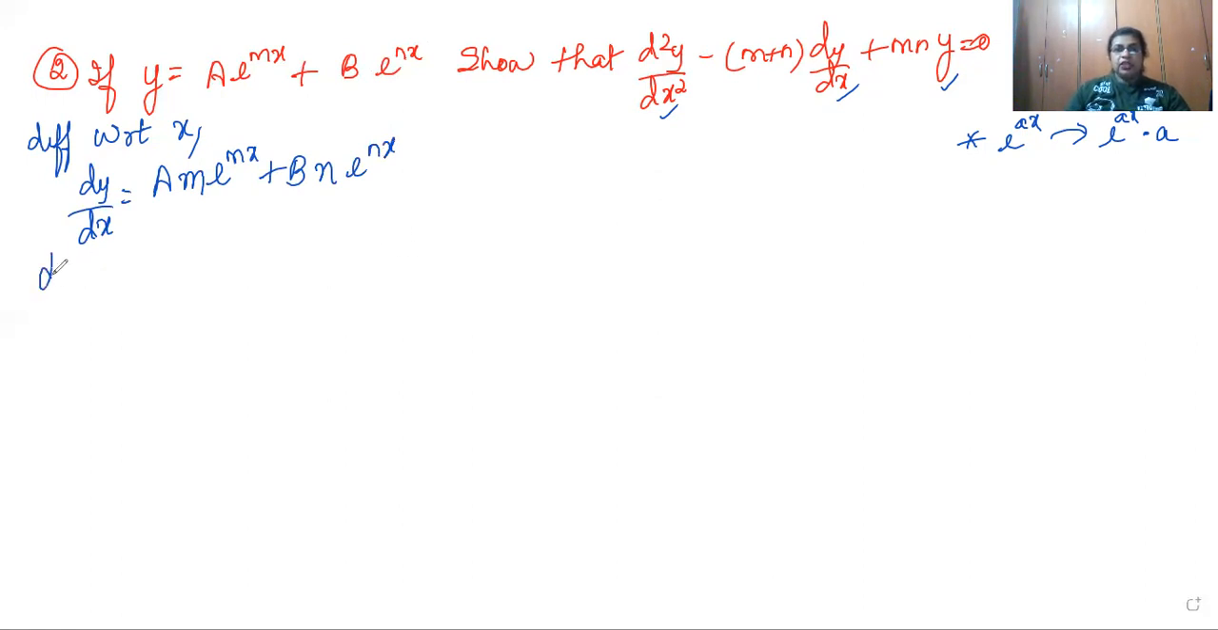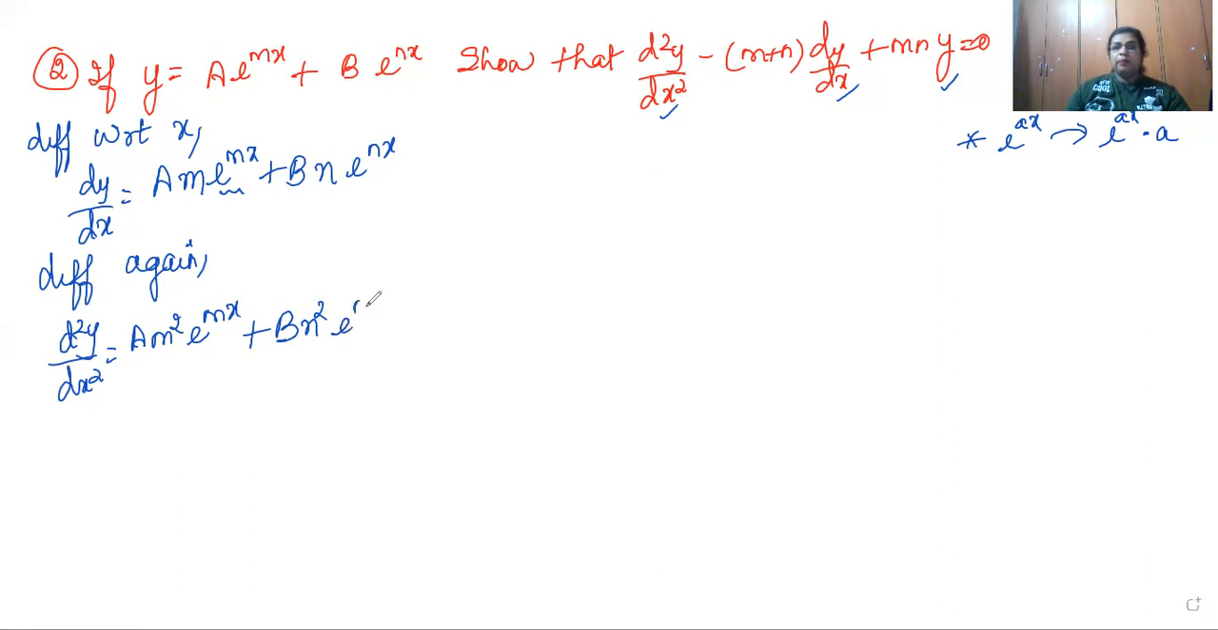Next, I differentiate again with respect to x. So when I differentiate again, I'm getting d square y by dx square is equal to a is there, m is there, as it is. Again, I find e power mx, one more m comes down, so this I can write as m square e power mx, plus bn already there, e power nx, one more n will come down, so n square e power nx. Done. So this is your equation 1, this is your equation 2. So substitute now, take the left hand side.